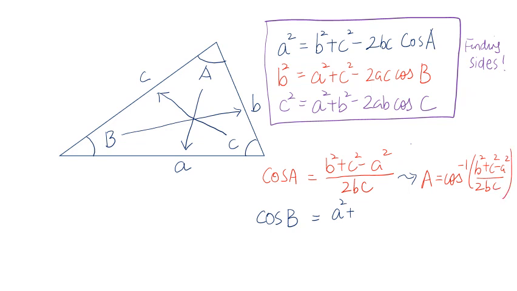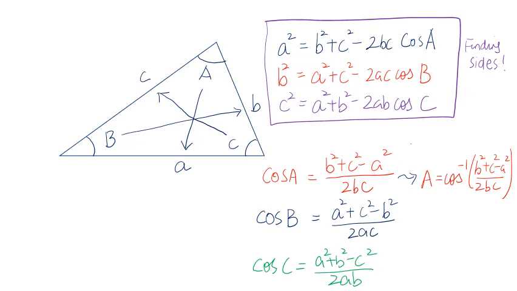2BC. But it's easier to remember it in terms of cosine A, cosine B, cosine C, after which you have a value, and then you just cosine inverse the value. If you're finding angle B, that will be A squared plus C squared minus B squared over 2AC. If you're finding angle C, that will be A squared plus B squared minus C squared over 2AB.